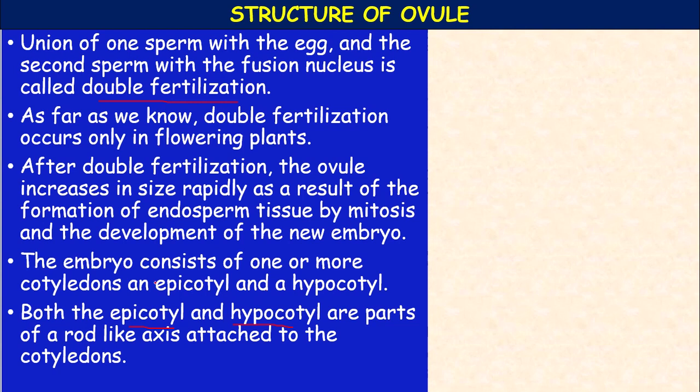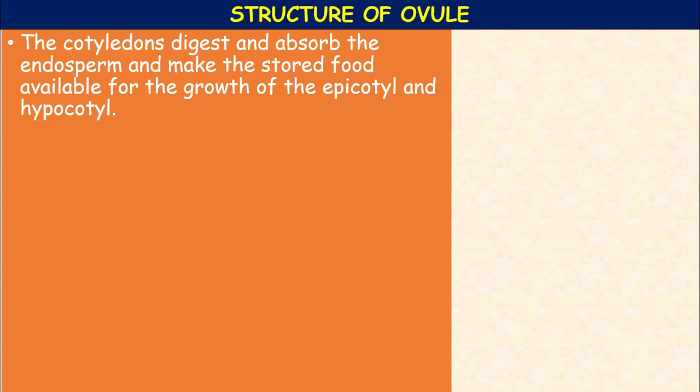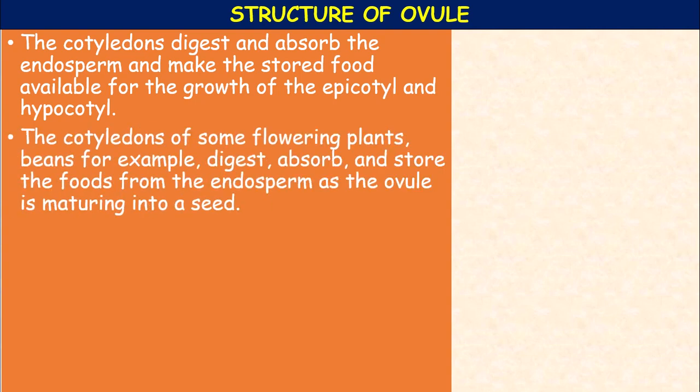If one cotyledon is present, that is called monocot. If 2 cotyledons are present, it is a dicot. And the epicotyl and hypocotyl are the parts of a rod-like axis attached to the cotyledons. Next, the cotyledons digest and absorb the endosperm and make the stored food available for the growth of the epicotyl and hypocotyl.